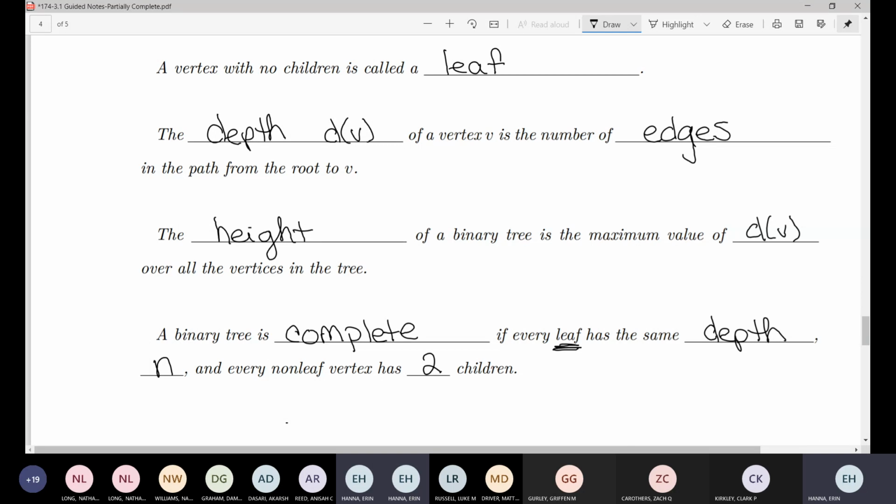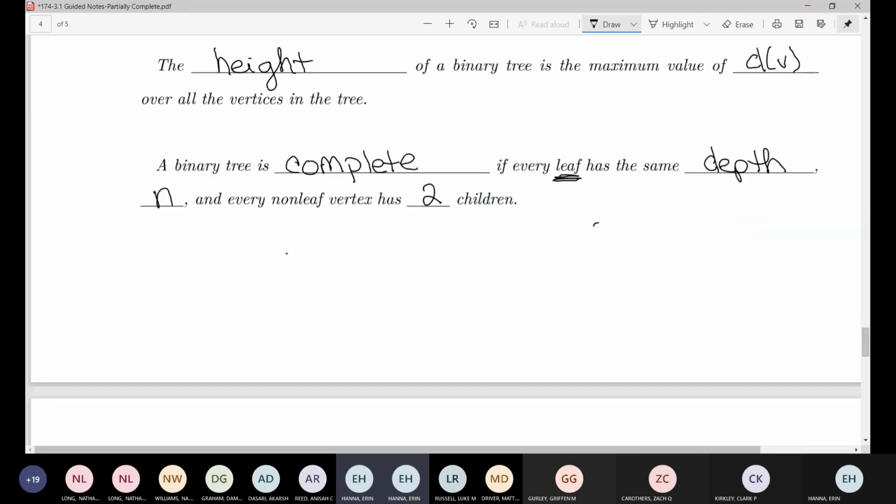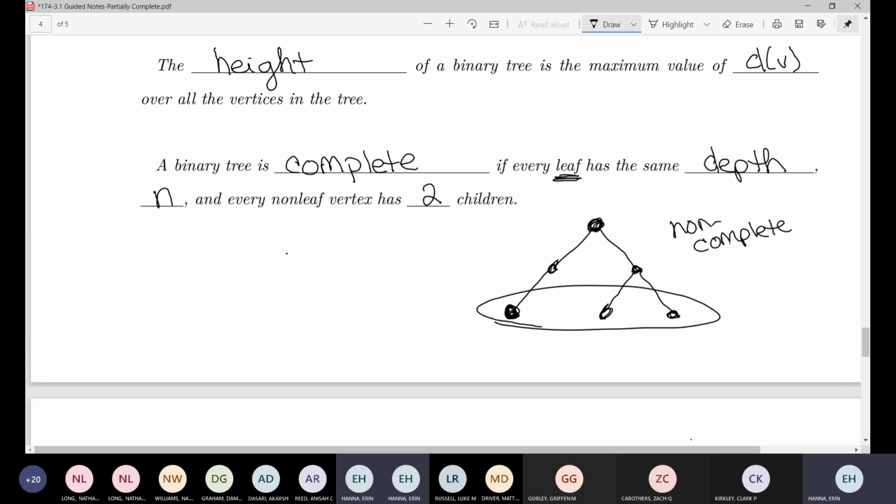So you don't have, say you start here and you went over here, you went here, and then you went here, and here. So this would be non-complete. Let me just write that down so there's no confusion. Complete: every leaf has the same depth. So leaves have the same depth.